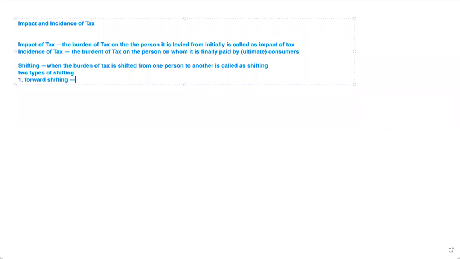So, the shifting is from manufacturer to wholesaler to retailer, and so on, right? Class, this is called forward shifting. Backward shifting क्या होता है?